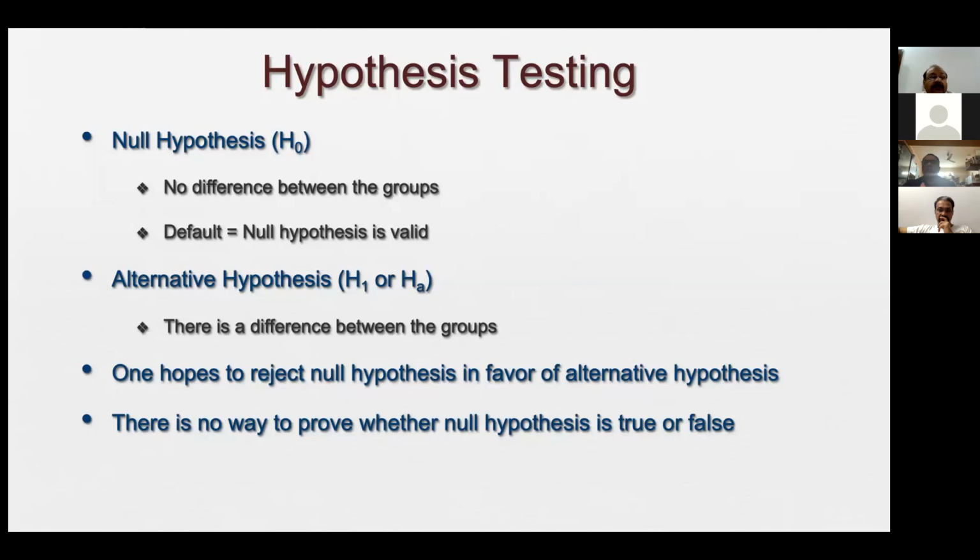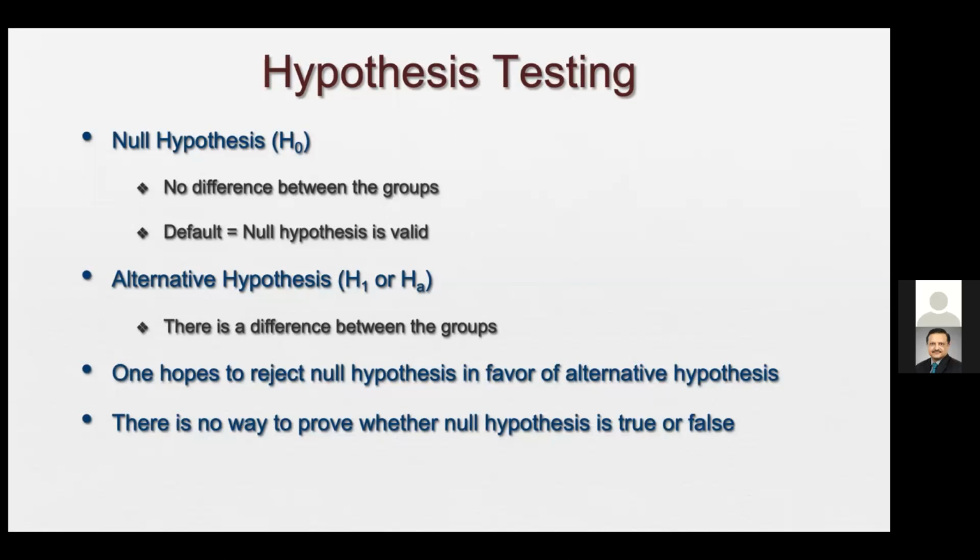Now, when you start a trial, you begin with the assumption that both the groups are the same. Of course, you're doing the trial to find the beneficial effect of the new treatment or new drug or new intervention. But statistically, we begin with a null hypothesis, which is represented by the letter H0, which means that there is no difference between the groups. So that is the default, that null hypothesis is valid.